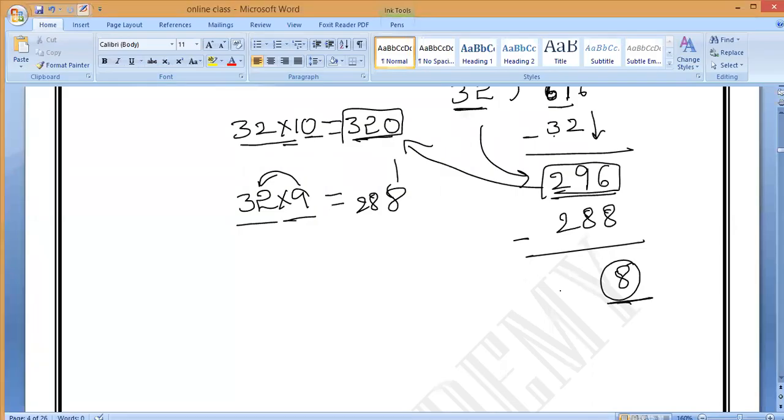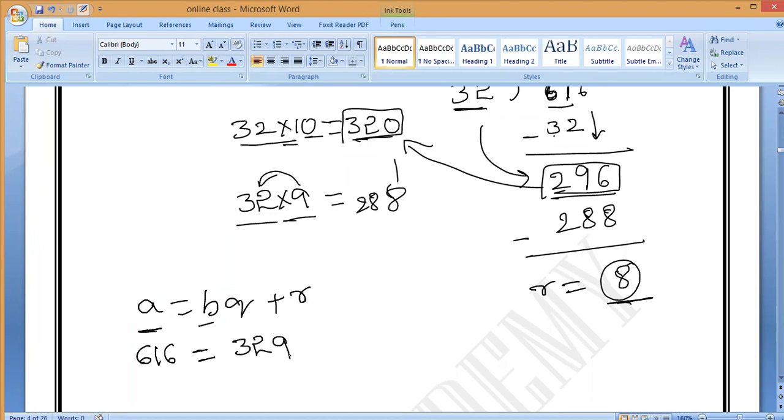Remainder is 8. So A equals BQ plus R. What is our A value? 616 equals B, which is 32, into Q plus R, which is 8. Q is 19.